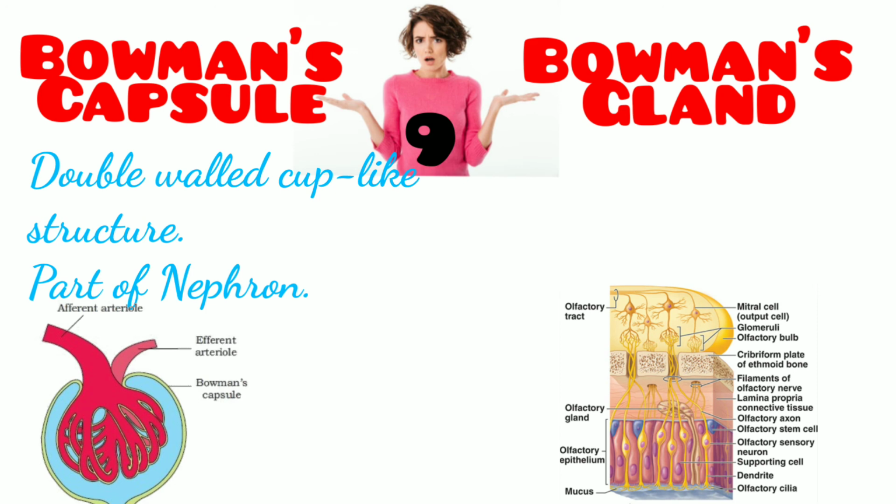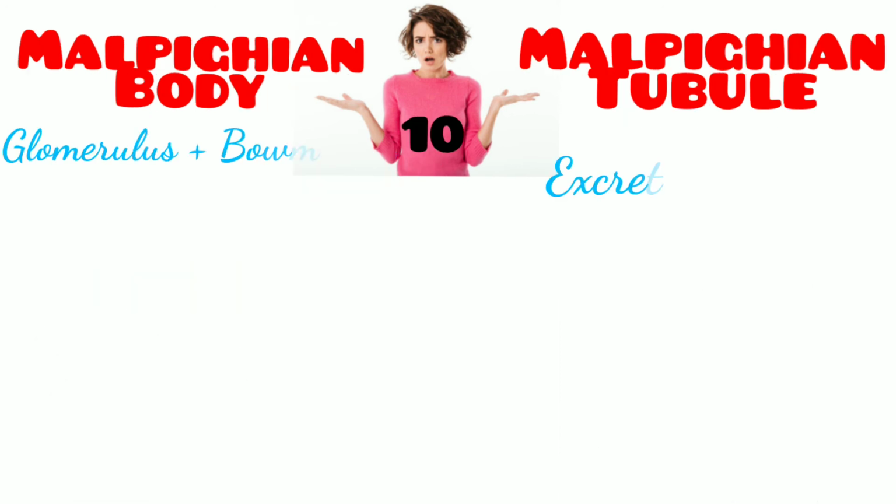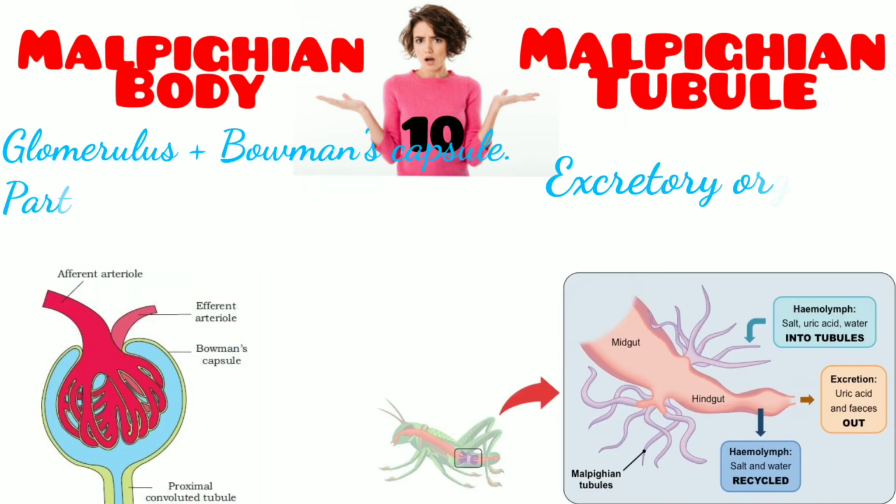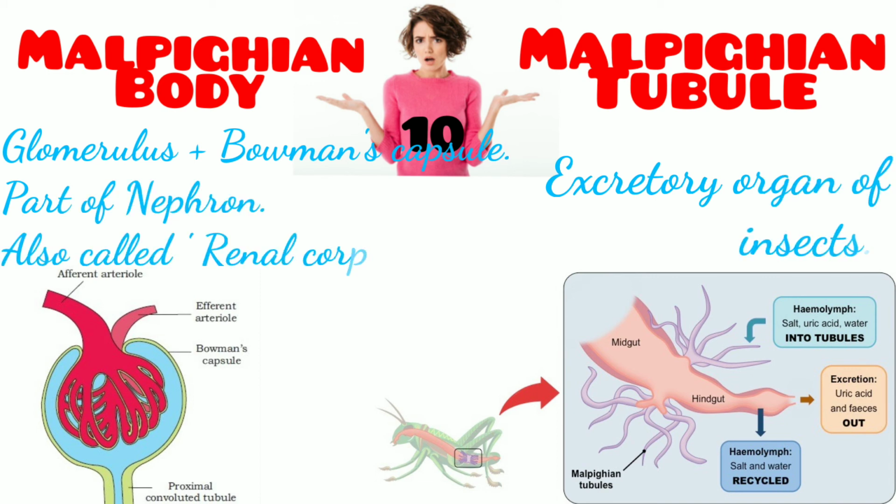Alright, so moving on to the next pair, we have Malpighian body and Malpighian tubule. Malpighian body is a summed up part of nephron together with glomerulus and BOWMAN'S capsule, which can be easily demonstrated in the diagram given below. And it is a part of the nephron. If you remember the structure of nephron, the first comes the Malpighian body, also called renal corpuscle. And the second one is Malpighian tubule, which is the excretory organ of the insects, which you might have learned in animal kingdom or in the cockroach dissection area.